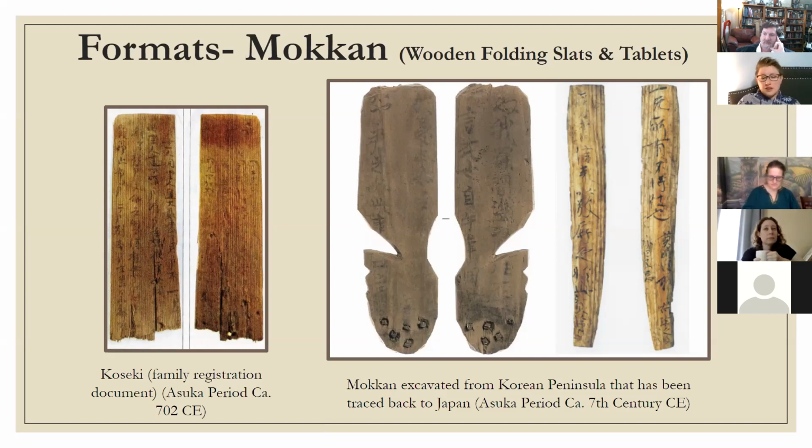Then on the right, there are some mokkan excavated from the Korean peninsula that have been traced back to Japan as well. And I think that shape is really interesting because they do have those deep grooves, but they also have holes drilled on the bottom. So they wanted to make sure that these were bound together quite well. Double reinforcement there.